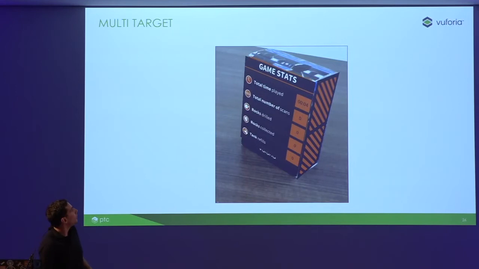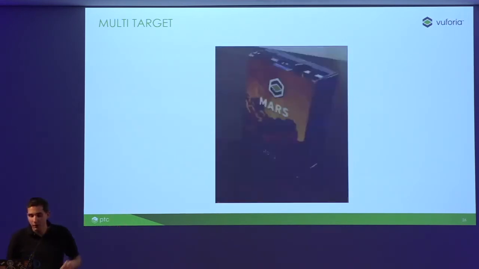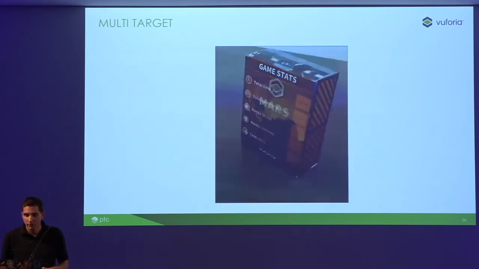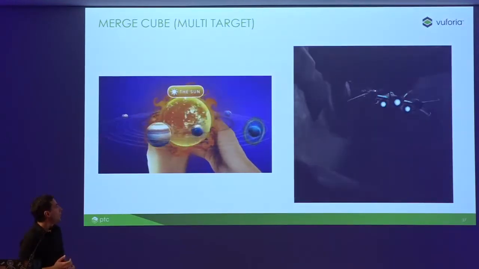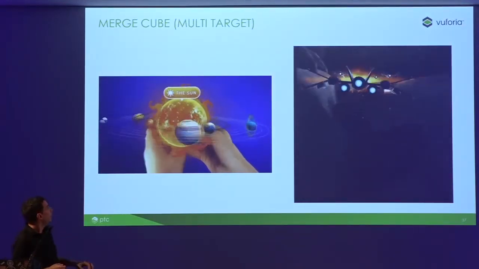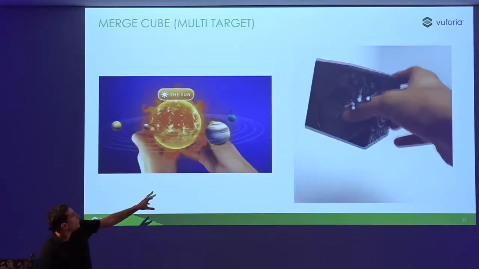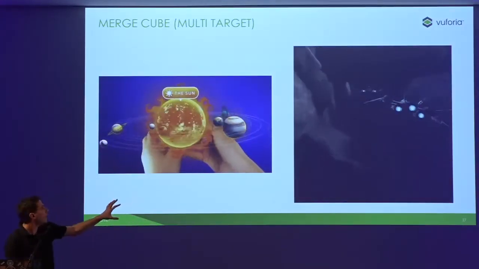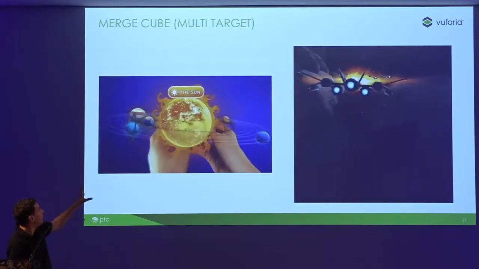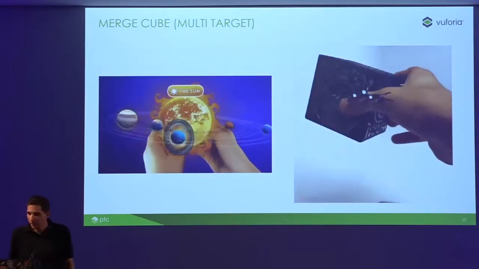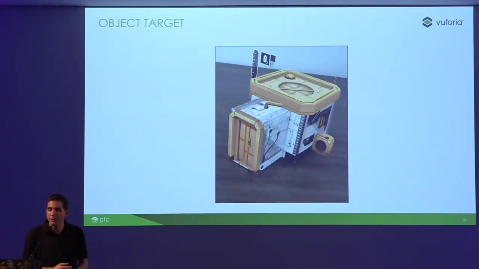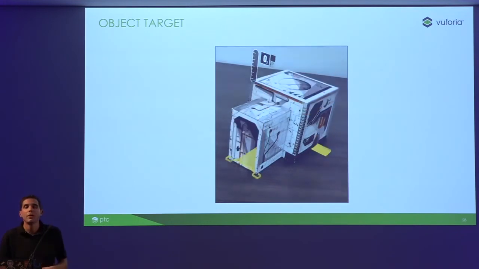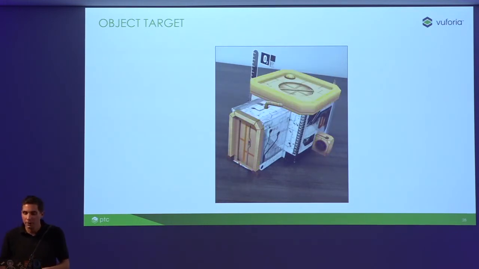Here's an example of our multi-target, which is just showing the scoreboard of a game on top of this box. And I don't know if any of you are familiar with Merge. I feel like Merge does a really good job at showing off multi-targets. You can see this cube here, and then you start putting your virtual content on it. And this is an example of an educational game that they've made. And then this is a simple example of our object target. So you can see Vuforia has a lot of options for developers on putting content onto objects.